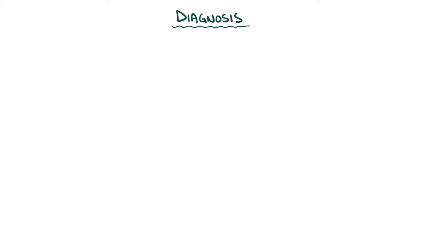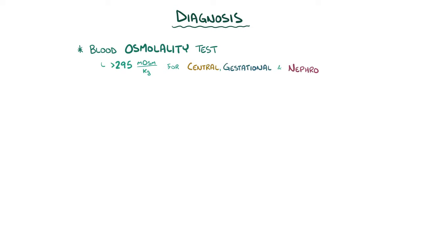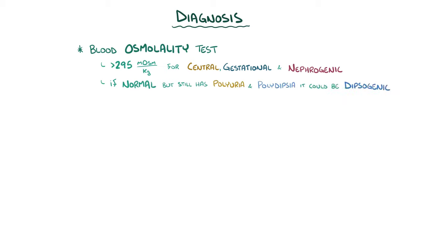The diagnosis of diabetes insipidus might start with a blood osmolality test, which would show an increased blood osmolality of above 295 milliosmoles per kilogram in central, gestational, and nephrogenic diabetes insipidus. If blood osmolality is in the usual range but an individual is still experiencing both polyuria and polydipsia, then it might be due to dipsogenic diabetes insipidus, which would be confirmed by finding out if the person is drinking massive amounts of water. In addition, a water deprivation test can be done.